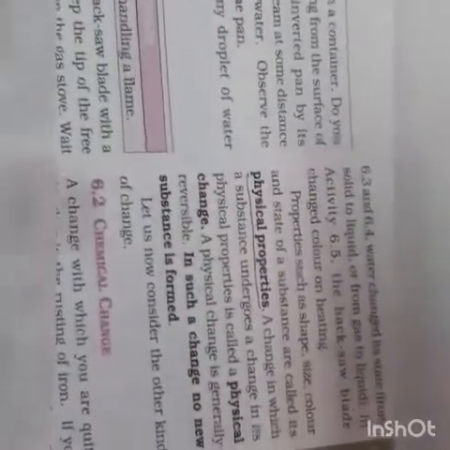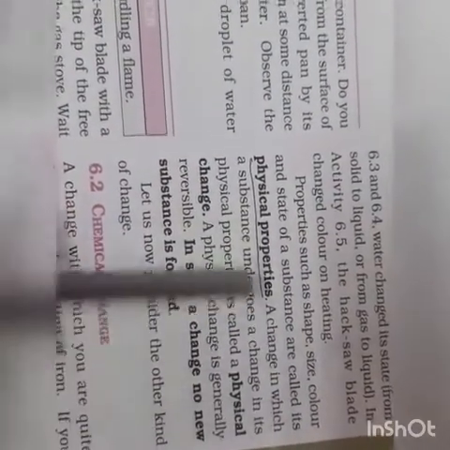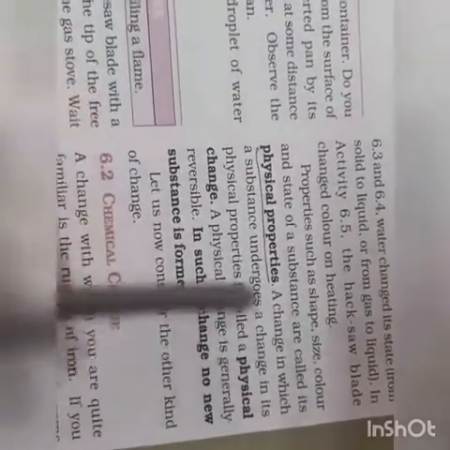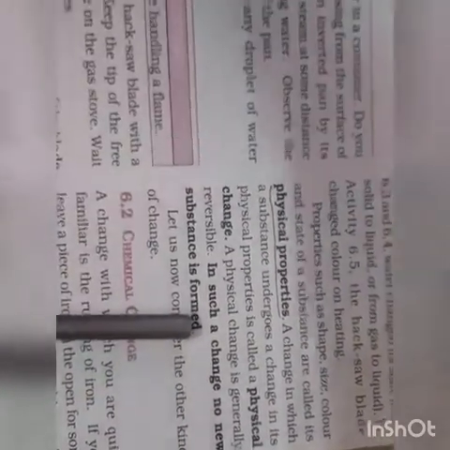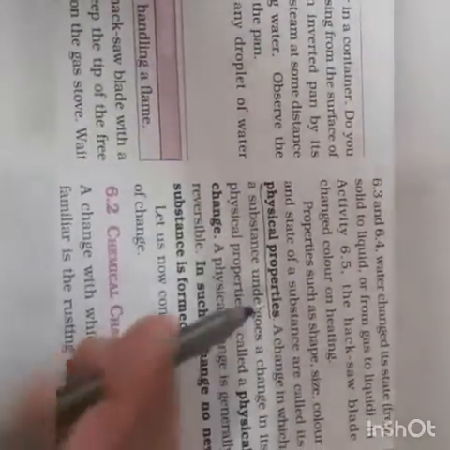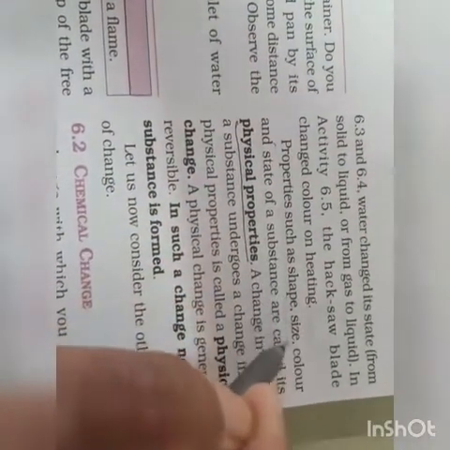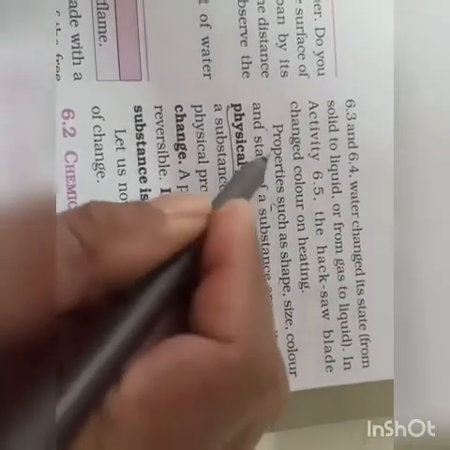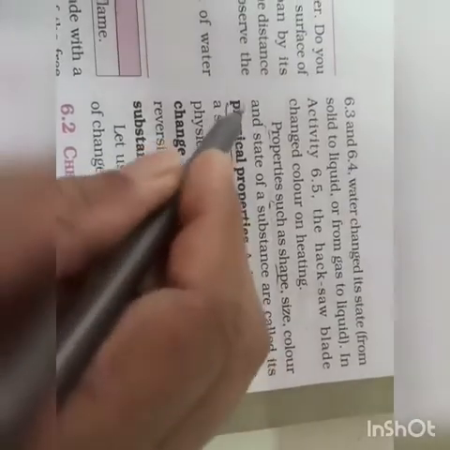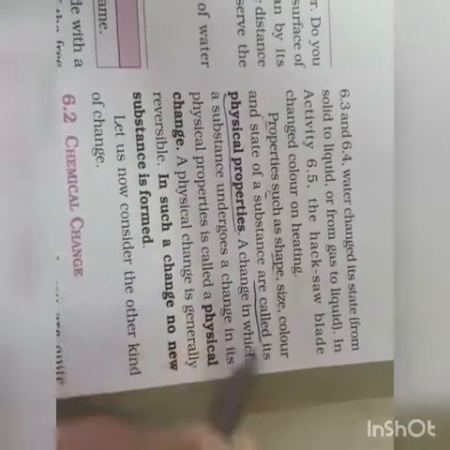Now what is the exact meaning of physical change? It is where no new substance is formed. There can be a change in the physical properties, like the shape, size, color or state of a substance, but the basic property of that substance will not change. No new substance is formed, and that is called the physical change. So you all will underline this: properties such as shape, size, color and state of the substance are called its physical properties.